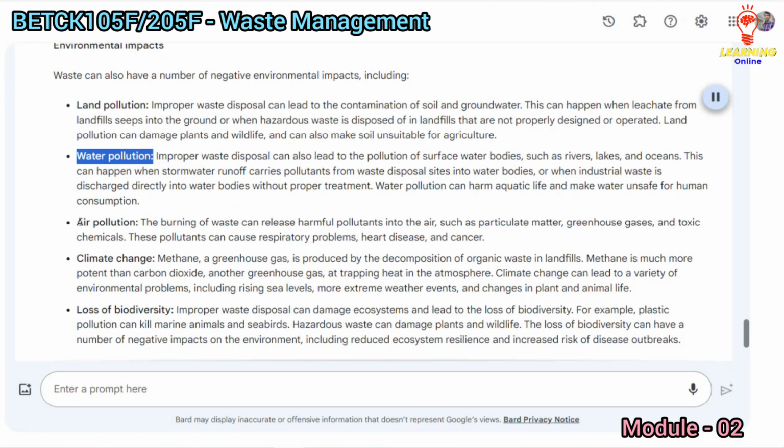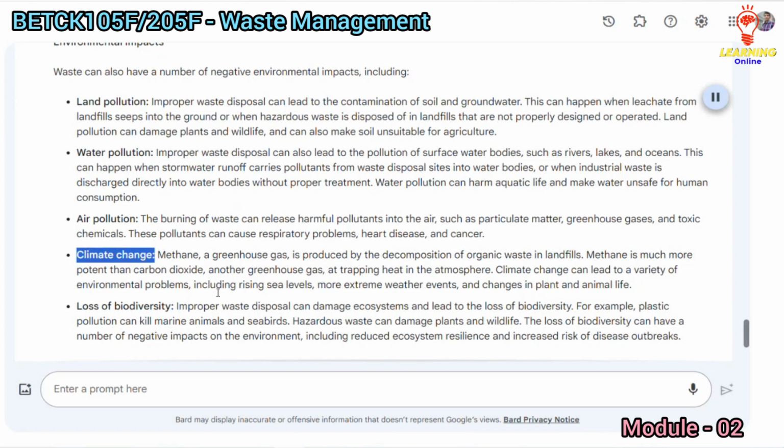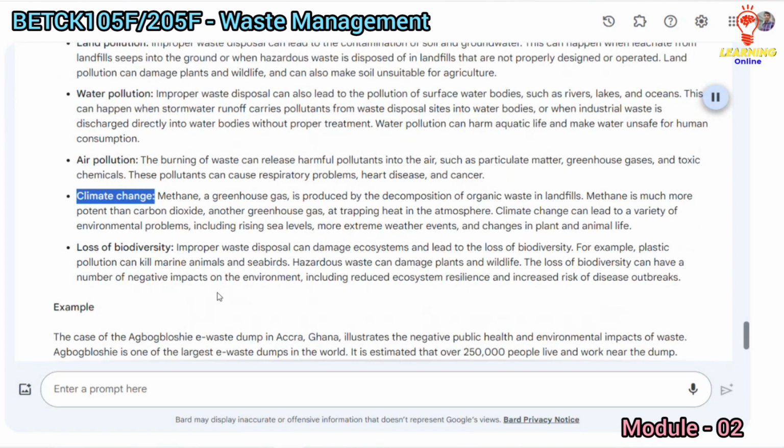Air pollution. The burning of waste can release harmful pollutants into the air, such as particulate matter, greenhouse gases, and toxic chemicals. These pollutants can cause respiratory problems, heart disease, and cancer. Climate change. Methane, a greenhouse gas, is produced by the decomposition of organic waste in landfills. Methane is much more potent than carbon dioxide, another greenhouse gas, at trapping heat in the atmosphere. Climate change can lead to a variety of environmental problems, including rising sea levels, more extreme weather events, and changes in plant and animal life.